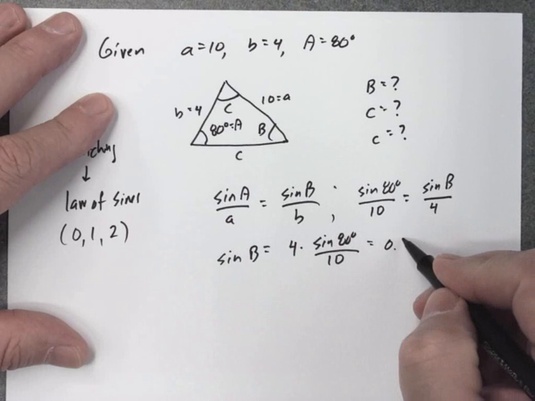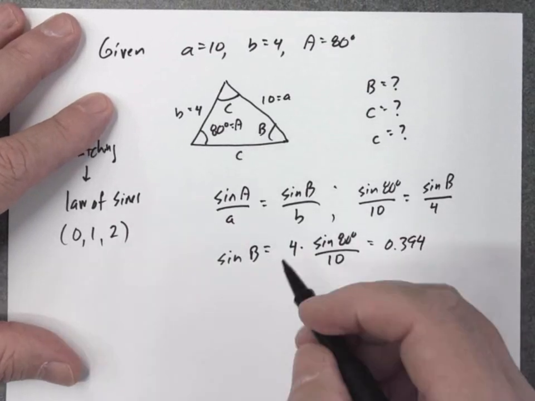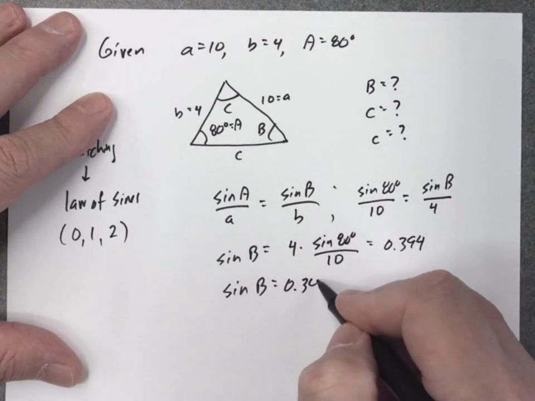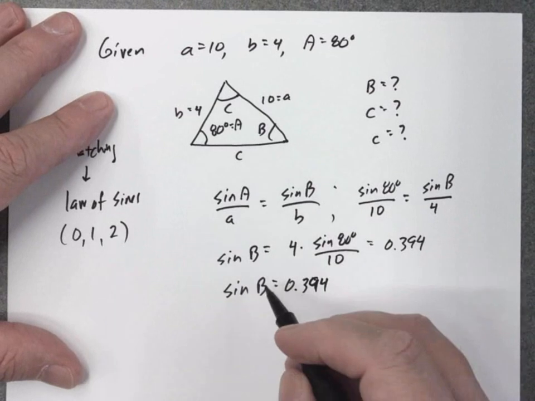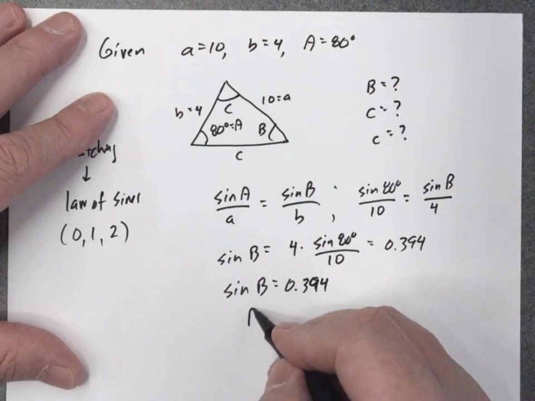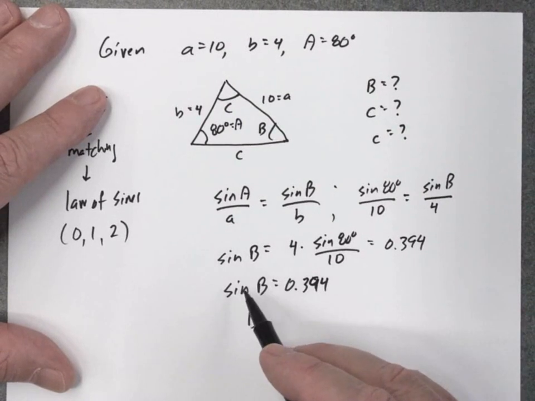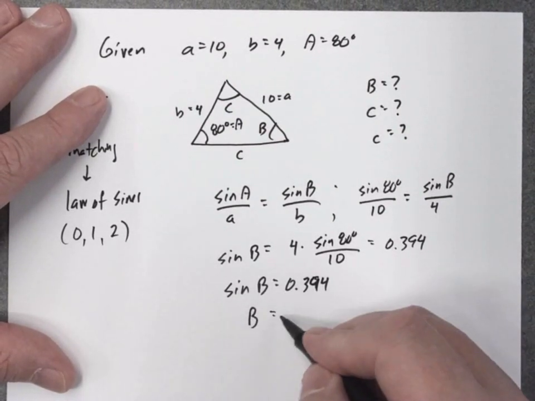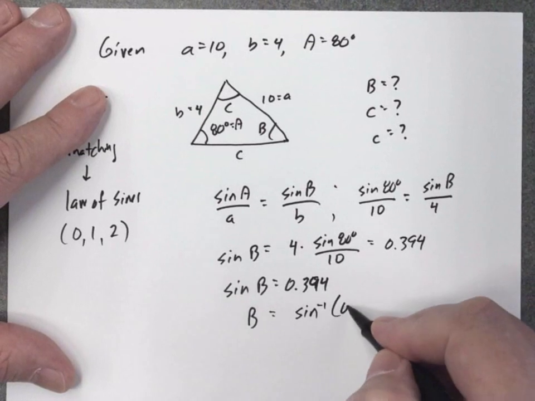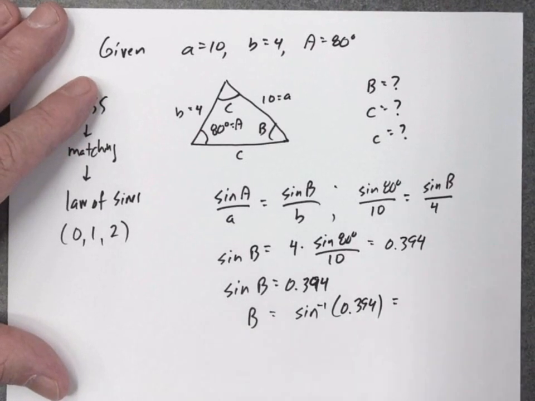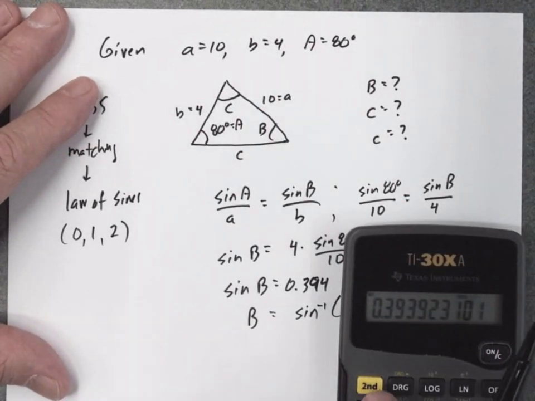0.394. So what I'm saying is the sine of B equals 0.394. What I really want is angle B. Well, the way I get angle B is I can take the inverse sine of both sides of this equation. When you have sine of B, if you want to get B, you just take the inverse sine, in this case of 0.394. So I'll go ahead and hit on my calculator inverse sine.